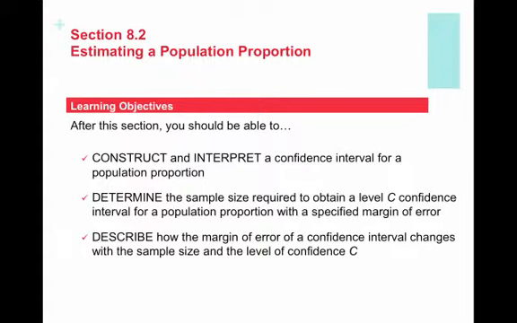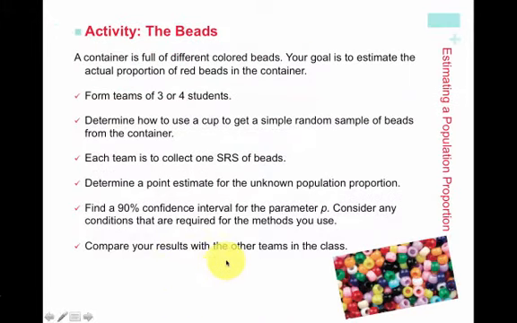All right, 8.2, we are going to estimate a population proportion. So we're going to take this idea of confidence intervals and extend them to our knowledge of population proportions. We're going to look at how to determine the sample size and describe how the margin of error changes with the sample size and confidence level.